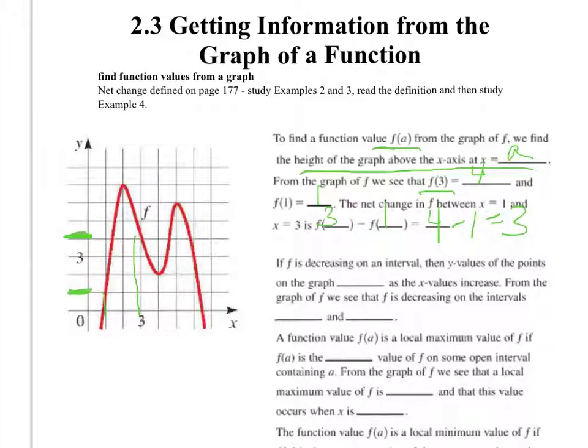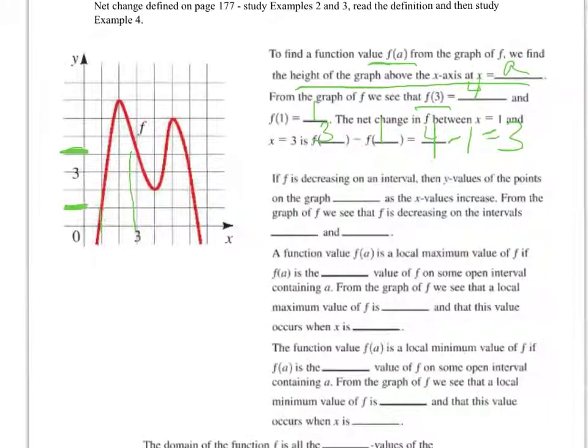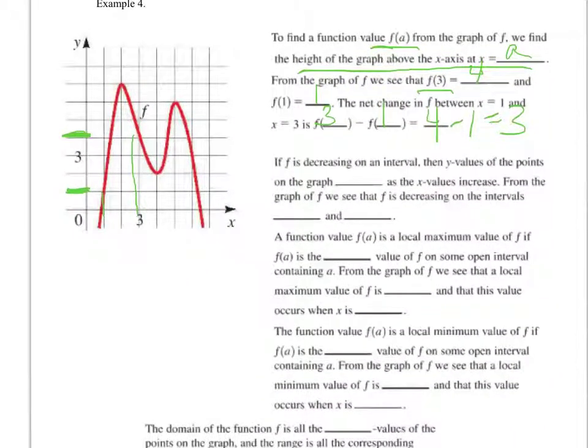Now, if f is decreasing on an interval, then the values of the points on the graph are getting smaller as the x values increase. They're getting smaller. And so f is decreasing on intervals on the x-axis. We have to look for the x values. So let's clean some of this off here. There we go.